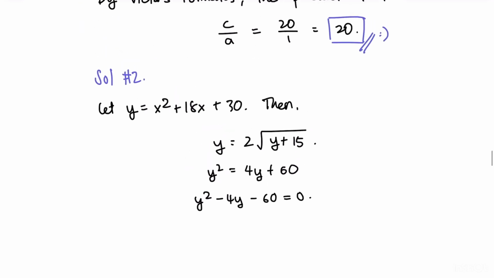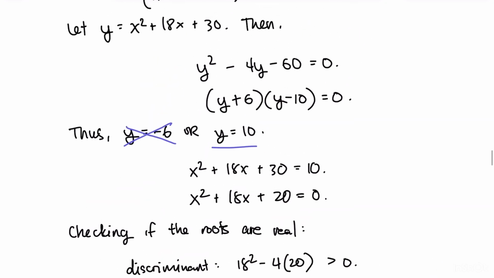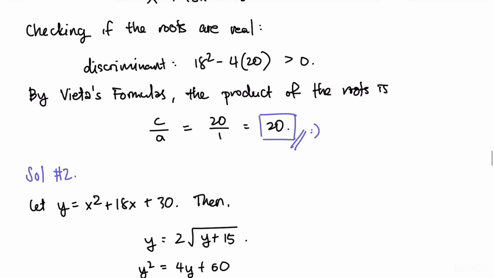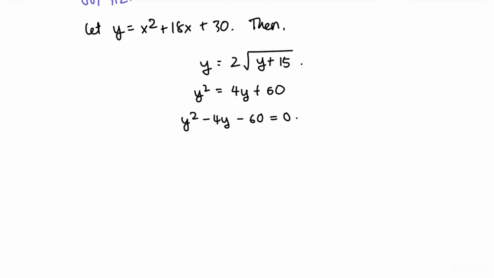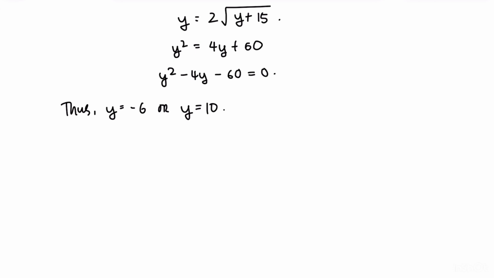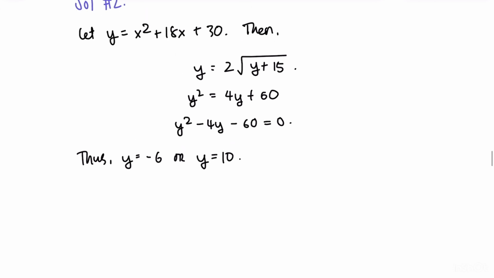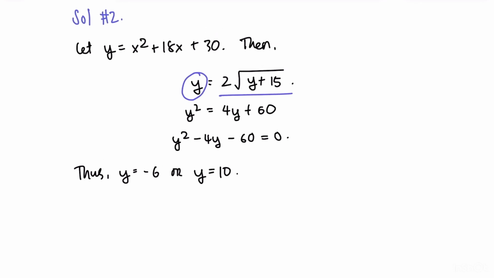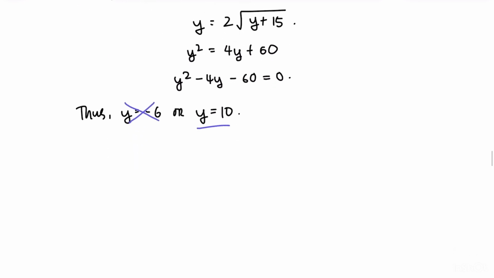So basically we get the same thing here. So thus y equals negative 6 or y equals 10. But with the same reasoning as what I said earlier, y cannot be equal to negative 6 because the right hand side is always positive, so the left hand side must also be positive. So y is not negative 6, y is 10.